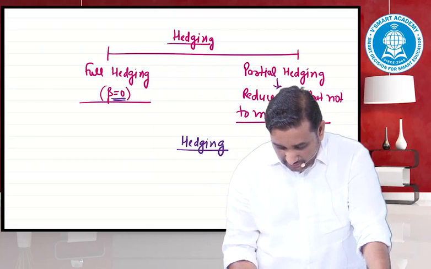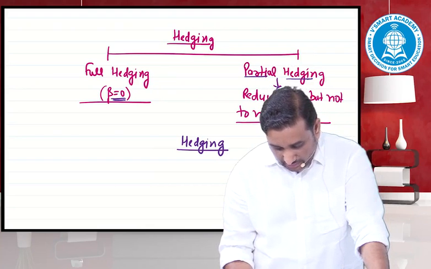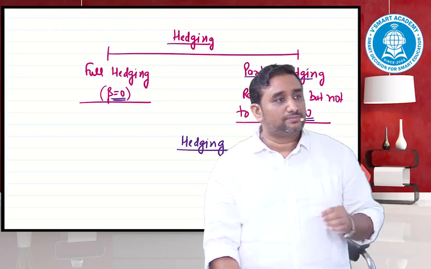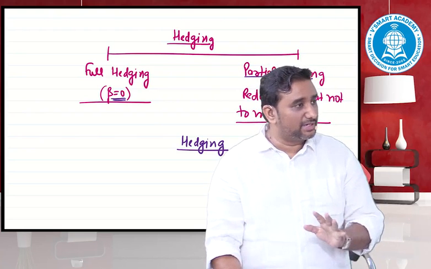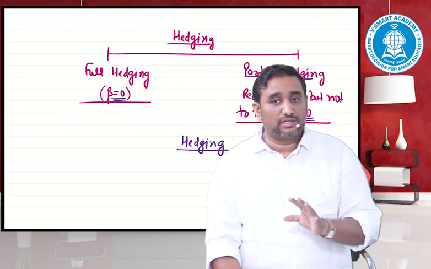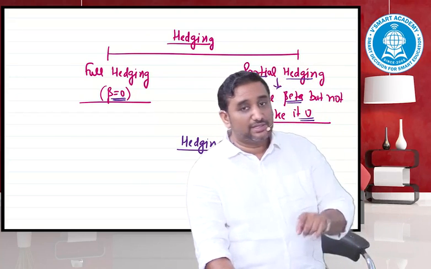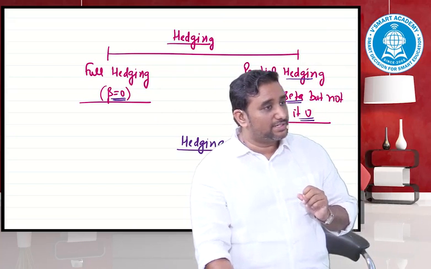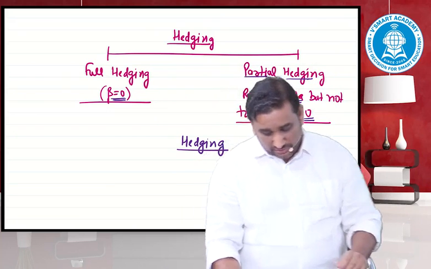Partial hedging means you are trying to reduce the beta but not making the effect 0. Let's suppose you had a 1.5 beta and you want to reduce the effect of beta to 0.5. It means if the market changes by 10%, before any kind of technique applied, I would have changed by 15%. But if I've reduced my beta effect to 0.5, with the market changing by 10%, my effect would be 0.5, a 5% fluctuation.